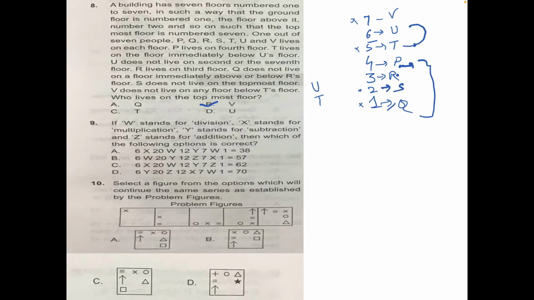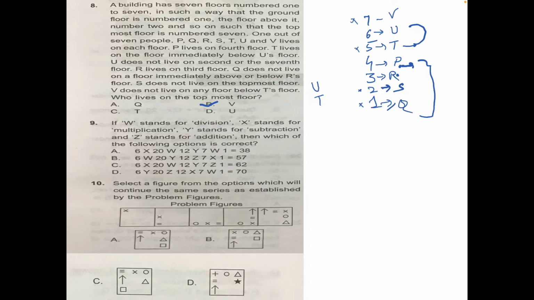Now, next question is, if W stands for division, X stands for multiplication, Y stands for subtraction and Z stands for addition, then which of the following options is correct? Now, actually, to solve such questions, you have to simplify all the four options that are given to you. You have to simplify them, then only you will come to know which is the right answer.